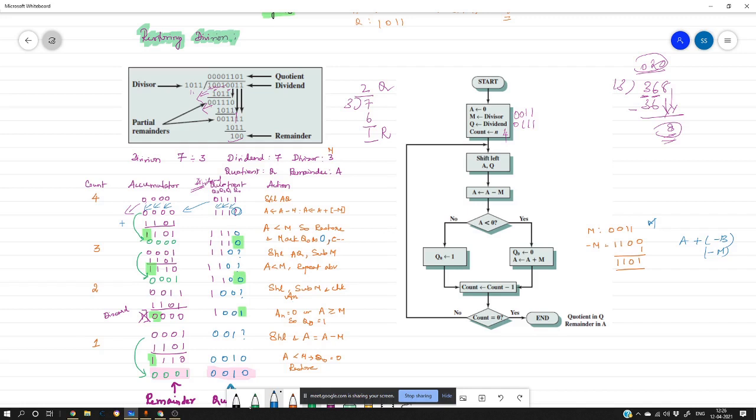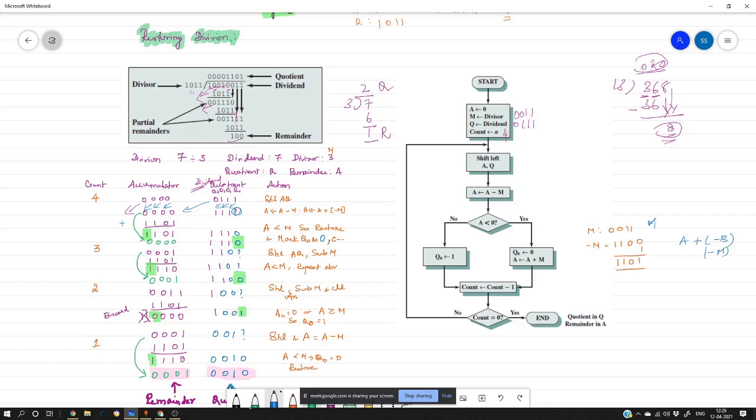This question mark, this empty space Q naught, has been overwritten with 0. I hope you follow this. If A is less than M, then what you do is move this 0 into Q naught and also restore the value in A. You are not going to do any modification here. You are just simply going to have the number as it is.